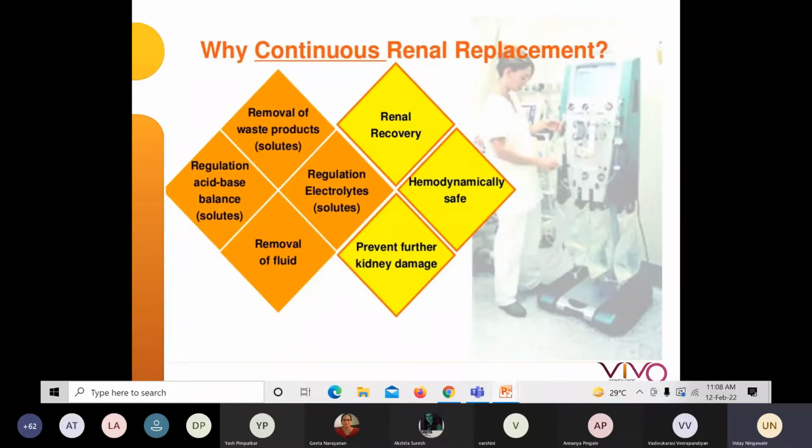So this is a very advanced therapy. When all other therapies are not going to work out, the high-end therapy is continuous renal replacement therapy. And when you do it continuously, it will prevent further damage to the kidney, because all the major kidney functions are taken care of by this CRRT. So the kidney gets relaxed and it can reverse.